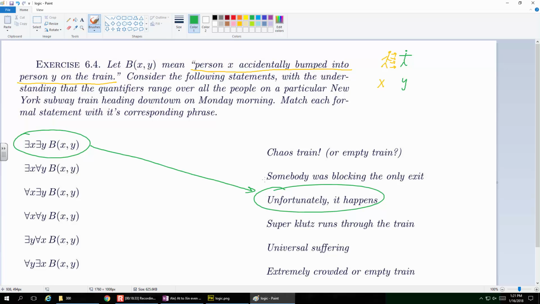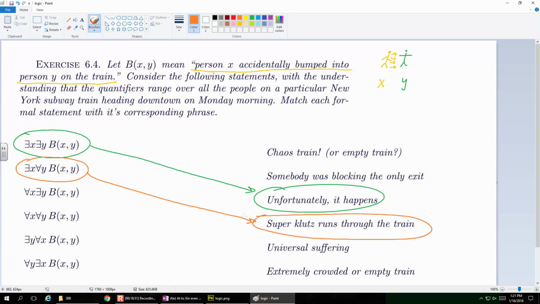Okay? So now there is somebody who runs into everybody. Okay, that's a klutz, right? That's a pretty bad deal. So X is the klutz running into every single person. Super klutz right there.